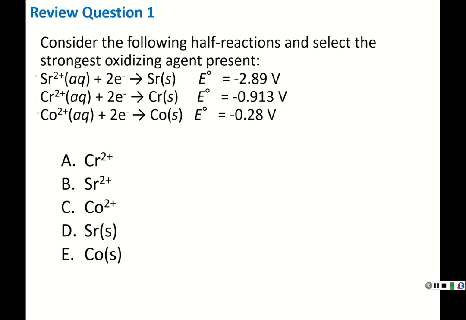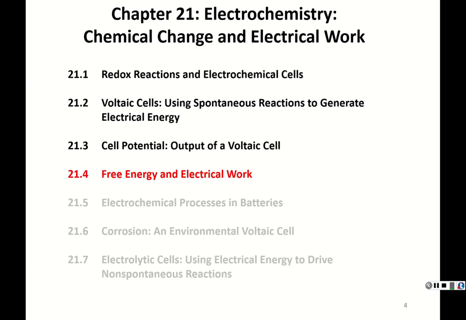So if we look at our choices, how easily each of these will get reduced, right? The highest reduction potential we have here would be negative 0.28. So out of the top three choices we have here, we could select C, which has the highest reduction potential, and therefore it's the strongest oxidizing agent present. Okay.